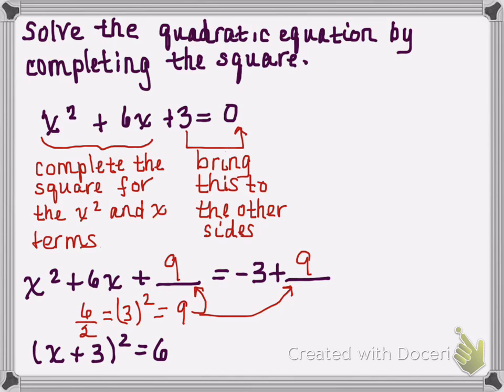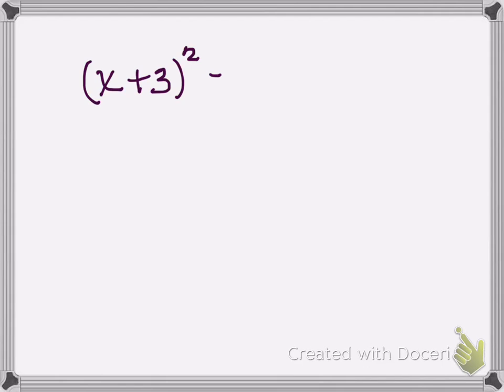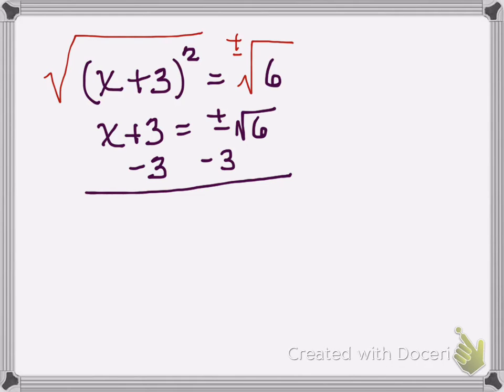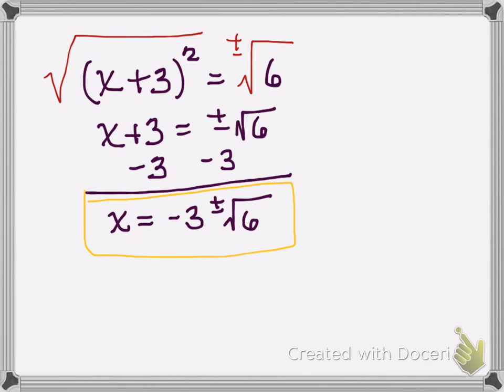Now we can solve this with our methods by undoing everything to get to the x. We look at that x plus 3 squared. To undo the squared, we take the square root. When I put the square root in with the 6, I have to account for the plus or minus. That's why you see that in there. The squared and the square root on the left cancel each other out and leave me with just x plus 3. So I have x plus 3 equals plus or minus root 6. Subtract 3 from both sides, so you have negative 3 plus or minus root 6.